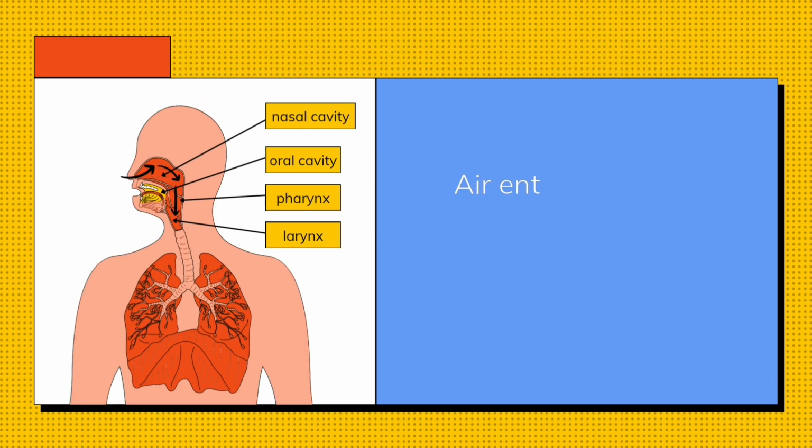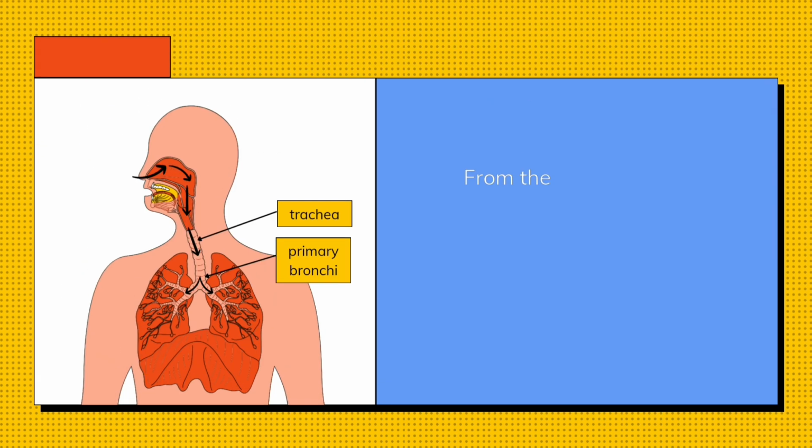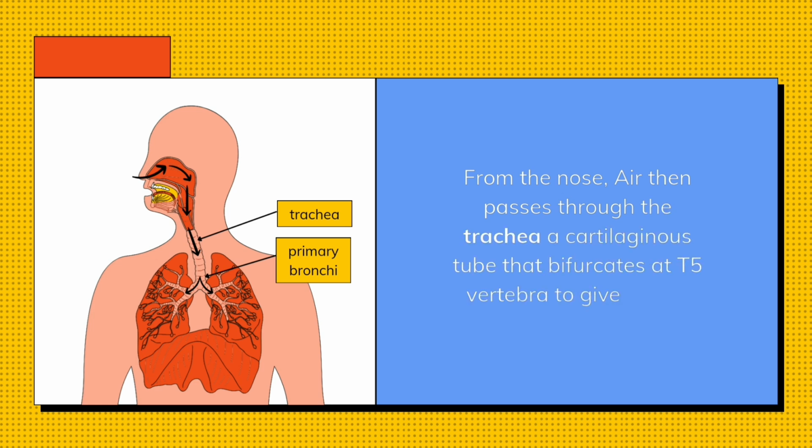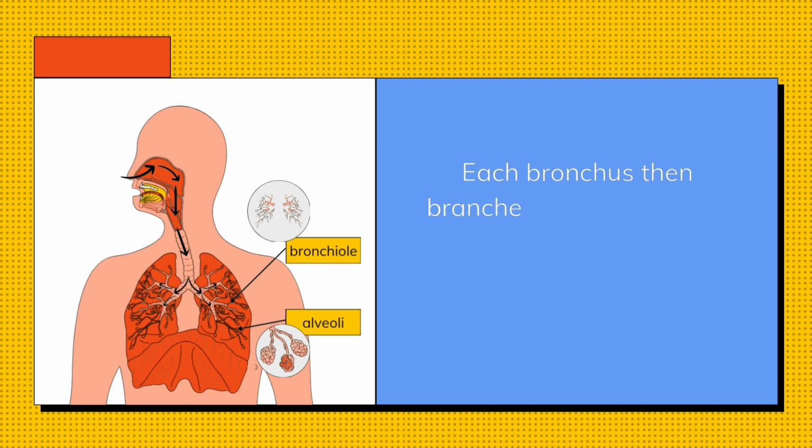Air enters the respiratory pathway through the nostrils or nose and also through the mouth. As it enters the nostrils and the mouth, it gets warmed. Air passes from the nose to the trachea, which is a cartilaginous tube, and it bifurcates at the T5 vertebra to give rise to the primary bronchi. These structures are held open by rings of cartilage.